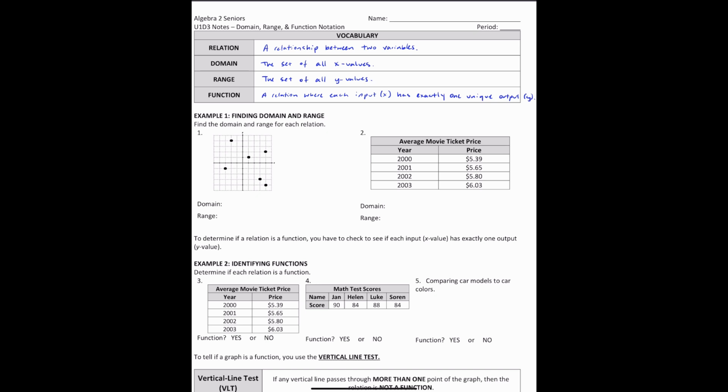Welcome back. Today we're going to be looking at Unit 1, Day 3, Domain, Range, and Function Notation. The first part of the notes is all about vocabulary, so if you don't mind, pause the video and just copy what's on the screen.